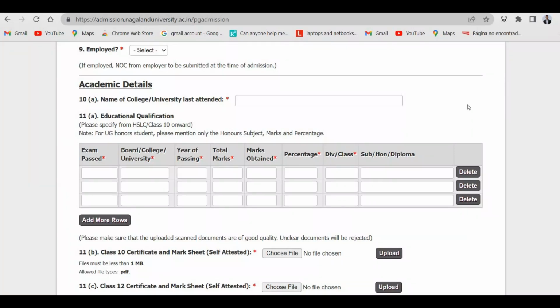In this video, I'll be showing you how to enter the academic details in the application form for admission to PG or PG diploma in Nagaland University. In addition to that, since most of the students are confused regarding documents upload during their application process, this video will guide you in uploading the documents correctly.